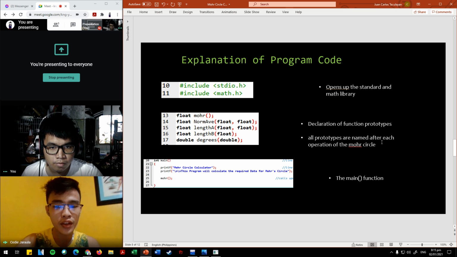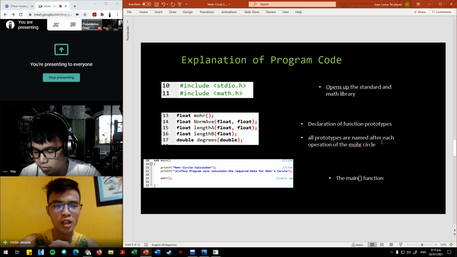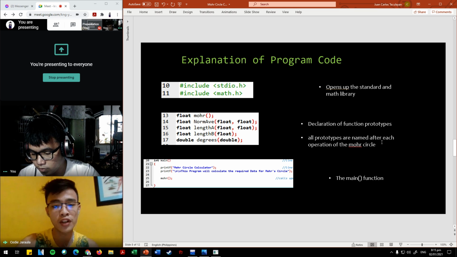In line 11, there are a lot of math functions needed for this program. For example, to find the square root, a function to truncate the decimals, and many more.